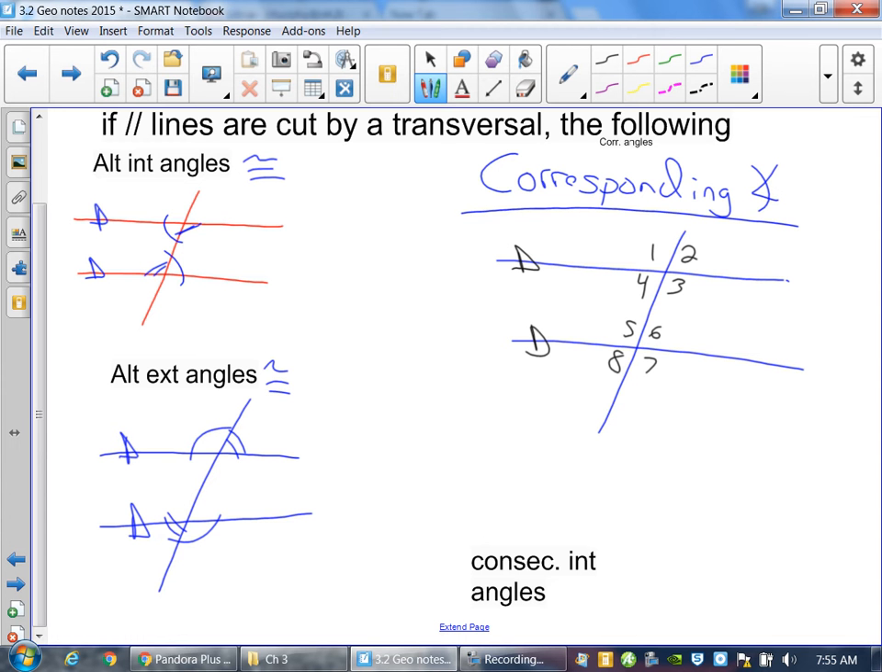Your corresponding angles are the ones that are in the same position. That's kind of the easiest way to remember that. That's when angle 1 and angle 5 are equal. Angle 2 and angle 6 are equal. So let's just call them angles in the same position, and corresponding angles are also congruent.